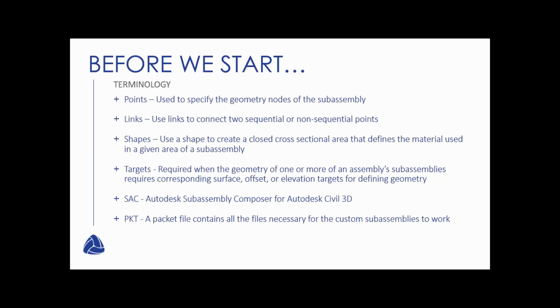That would be, for example, the cross-sectional area of concrete through a curb or a channel, or the area of asphalt in your road surface. Targets then refer to, let's say, for example, you need to point a cut and fill to a surface at a certain slope. That is what a target refers to. It is that surface that you're pointing to, or a profile that you are following for additional information on your subassembly. SAC is just an abbreviation for Subassembly Composer, and PKT is the file type that Subassembly Composer uses to save your subassemblies to. That is a packet file which can then be imported into Civil 3D itself.